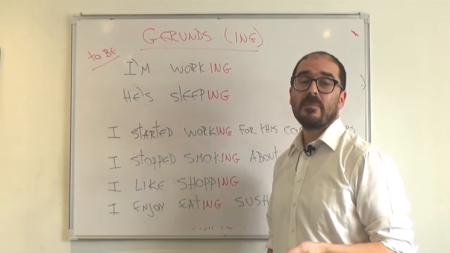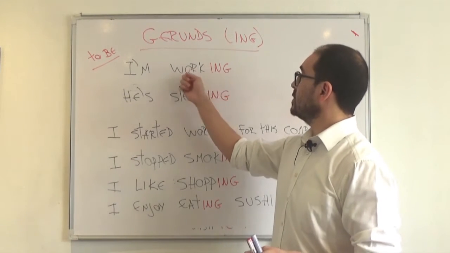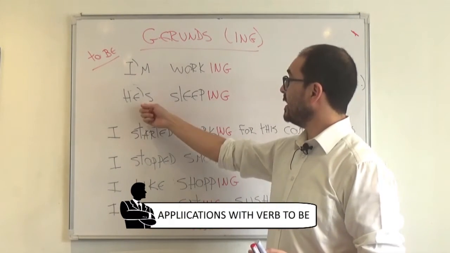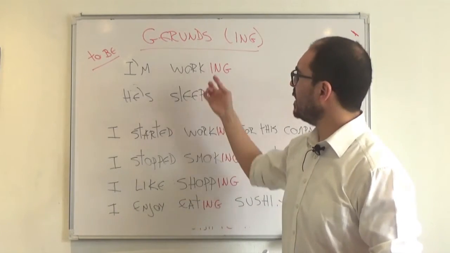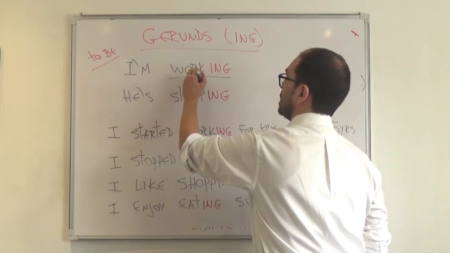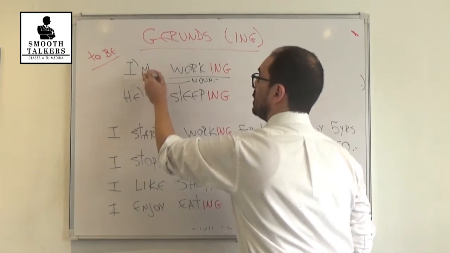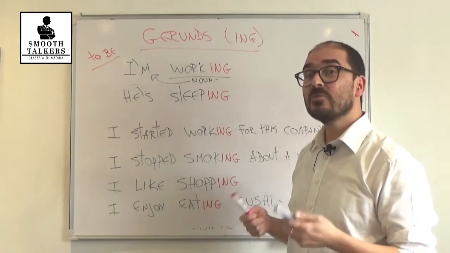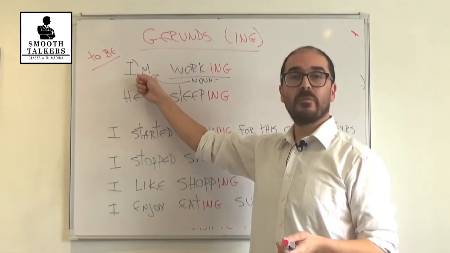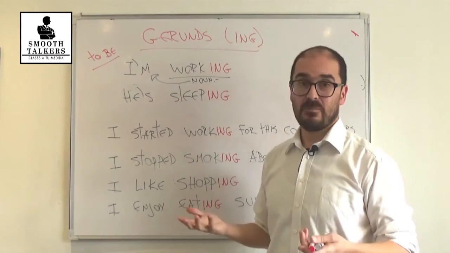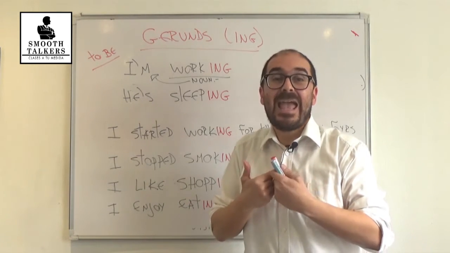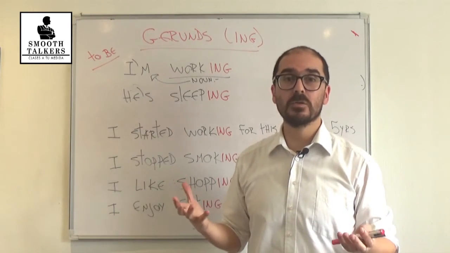Okay, by now we all know that we can use gerunds or ings with the verb to be. I'm working. He's sleeping. But the main reason for this is that when we use a gerund, which is a noun, we can use it with a verb to be. And that's why we say I'm working, okay, for two things. Because we can't use the verb to be with anything but a name. For example, if I say I am work, it means that that's what I am, okay? I am something called work.